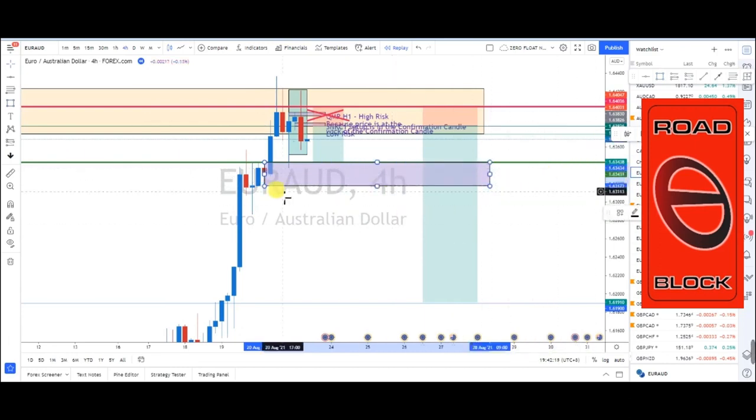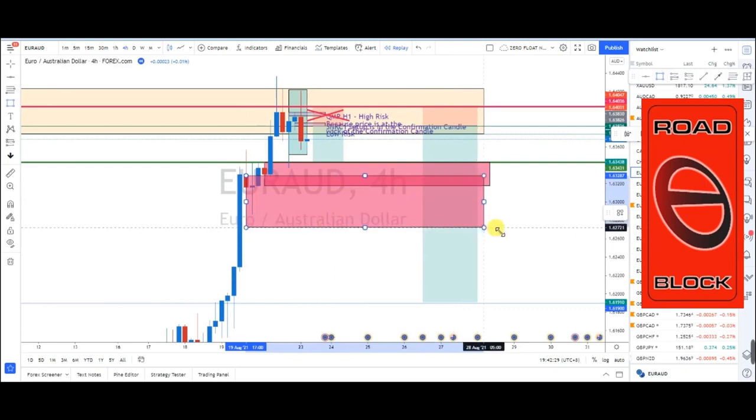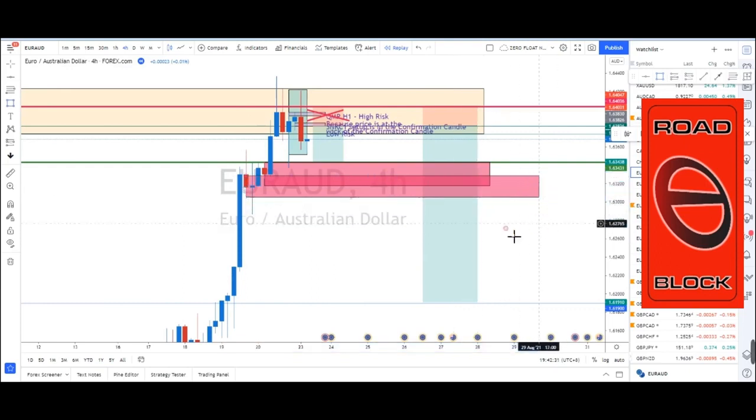Demand zone is, this is a rally base rally. So we're going to color this red as a roadblock. There's another roadblock here again. Okay, here, here. So we have 2 roadblocks in the H4.